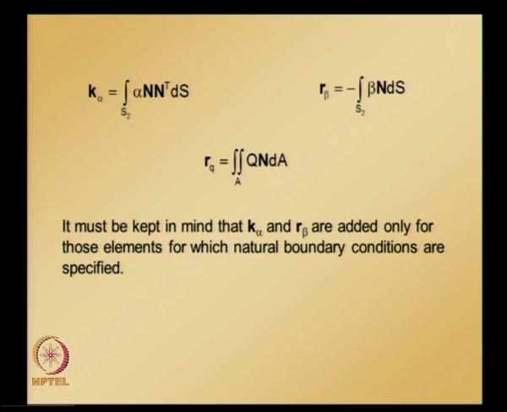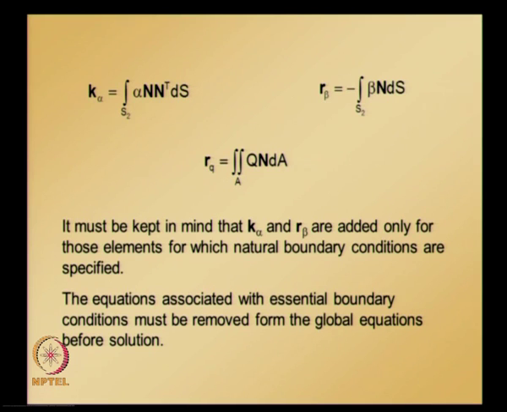And please note that k alpha and r beta are added only for those elements for which natural boundary conditions are specified. If no natural boundary condition is specified, these need not be evaluated. Equations associated with essential boundary conditions must be removed from the global equations before the solution. And in these equations we need to substitute triangular element shape functions to further simplify them to get element equations for the 3 node triangular element for the 2 dimensional boundary value problem, which we will see in the next class.